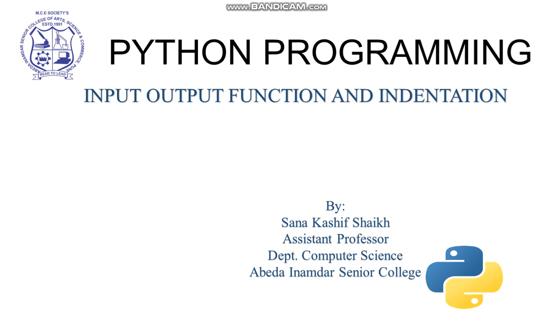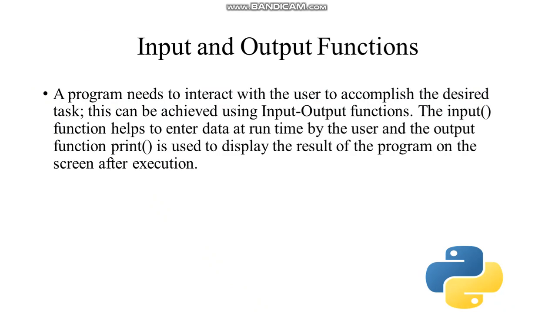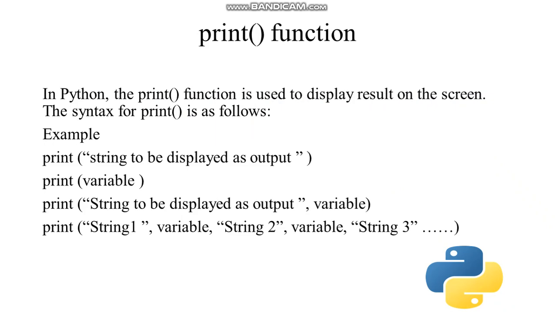Today we are going to see input-output functions and indentation. Input and output functions. A program needs to interact with the user to accomplish the desired task. This can be achieved using input-output functions. The input function helps to enter data at runtime by the user, and the output function print is used to display the result of the program on the screen after execution.